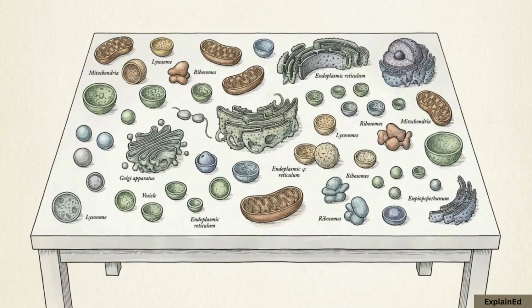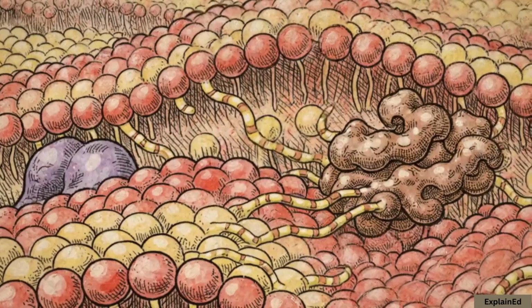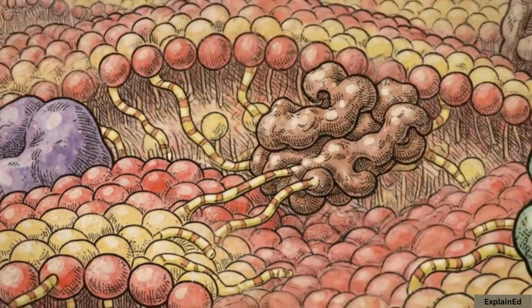Trying to understand how a cell actually functions by looking at a disconnected list of parts is like trying to understand how a car drives by staring at a pile of spark plugs and belts laid out on a garage floor. The reality is highly active, starting at the very edge.